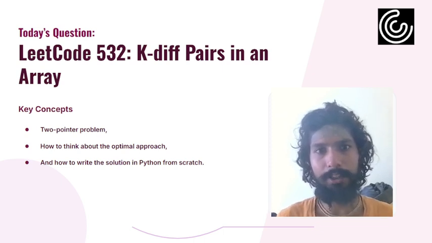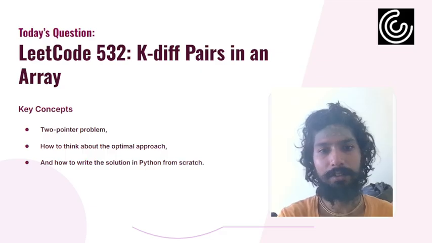Today let us solve LeetCode 532 K-diff pairs in an array. We are given an array of integers called nums and an integer k. Our task is to find the number of unique pairs whose absolute difference is exactly equal to k.